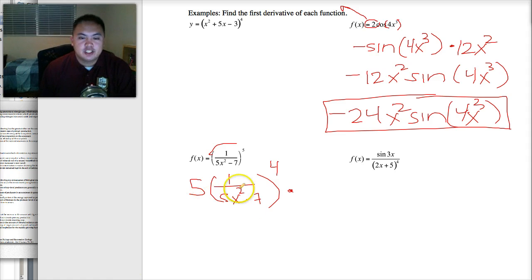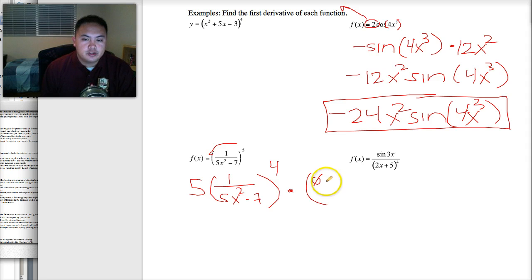And you may notice something. My inside function is a quotient. It's a term divided by another term. I have to use the quotient rule. So let's try the quotient rule. I'll take the derivative of the first one. The derivative of the first one, you may notice, is 0. And I'll leave the second one alone. I would write parentheses 5x squared minus 7, but you're all so smart that if I multiply by 0 anyway, it's just going to end up 0.